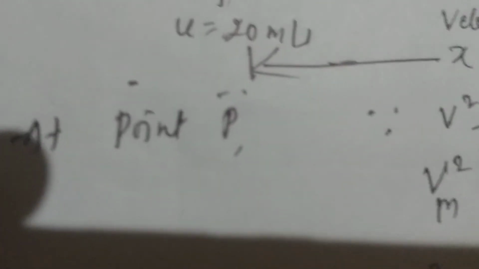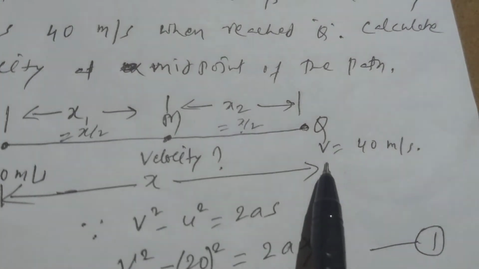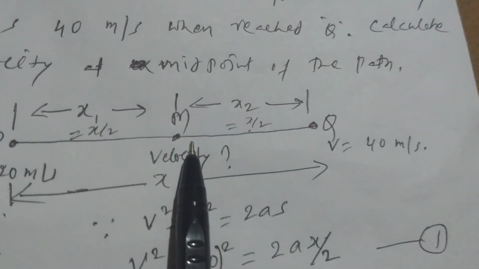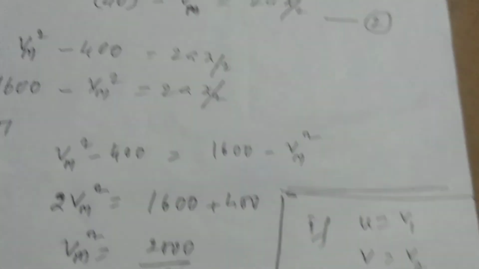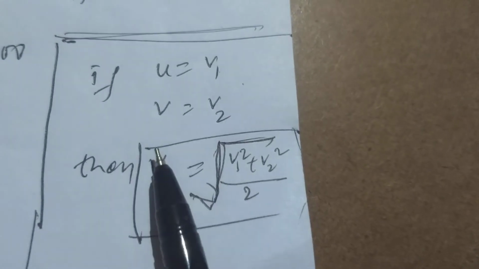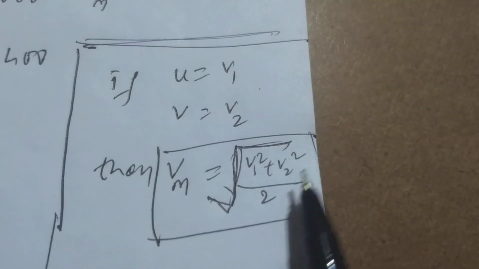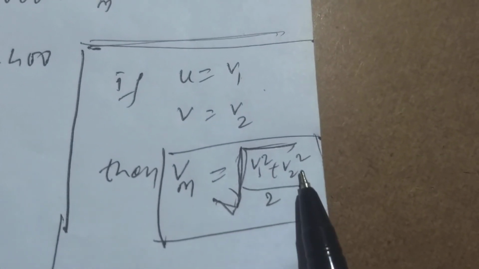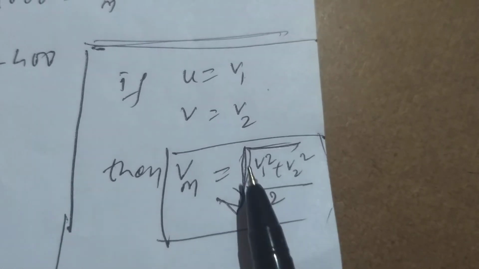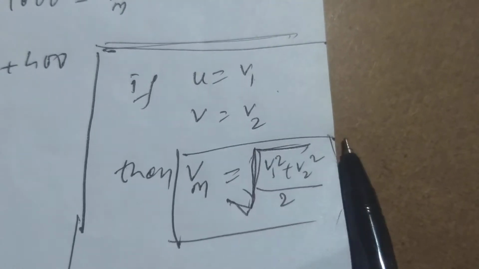Suppose in the examination, instead of 20 meter per second, the velocity is V1, and instead of 40 meter per second, the velocity is V2. What about the velocity at point M or midpoint? For that purpose, we can take a direct formula. If u equals V1 and final velocity is V2, then the velocity at the midpoint can be calculated by taking the sum of the squares of the individual velocities divided by 2, or the average of the squares of the velocities, and taking its root.